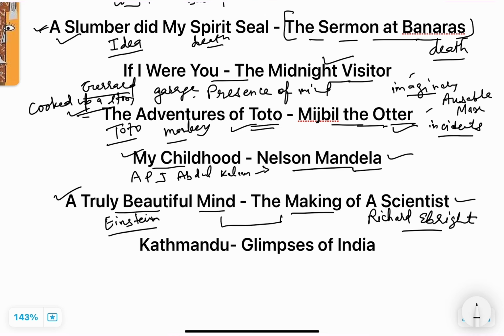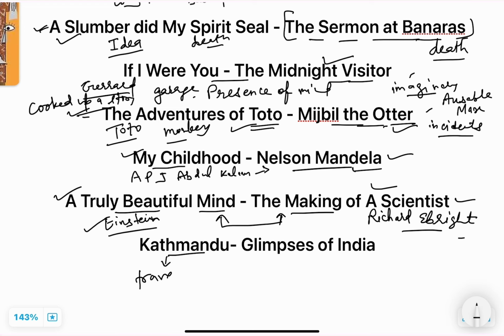So these two topics may also correlate in this thing: A Truly Beautiful Mind is about a scientist, and The Making of a Scientist is also about a well-known scientist, Richard E. Byrd. The last point is about the chapter Kathmandu.